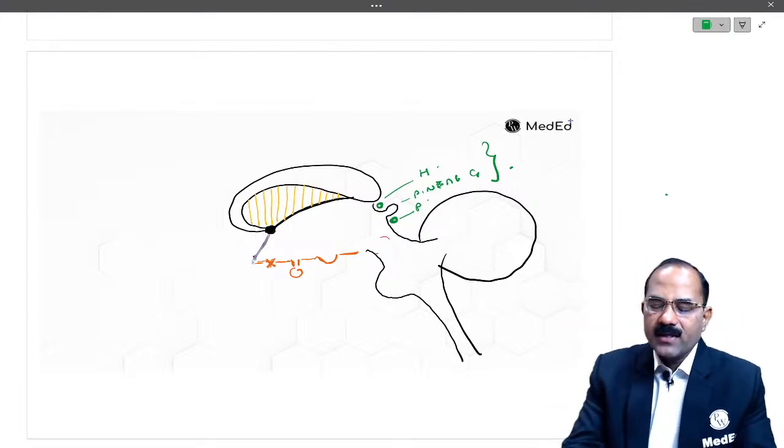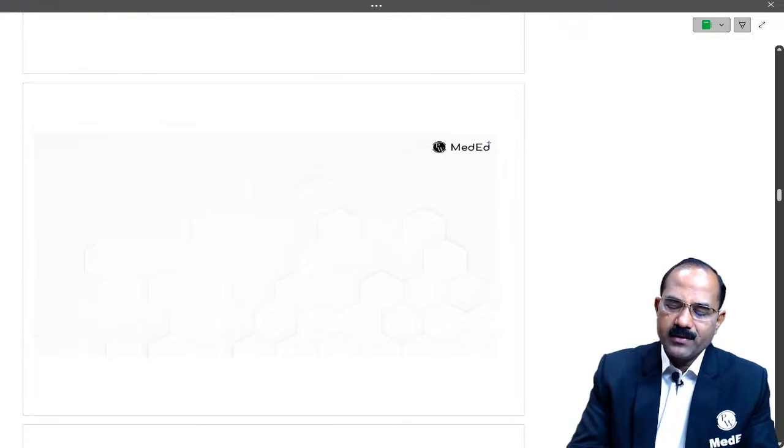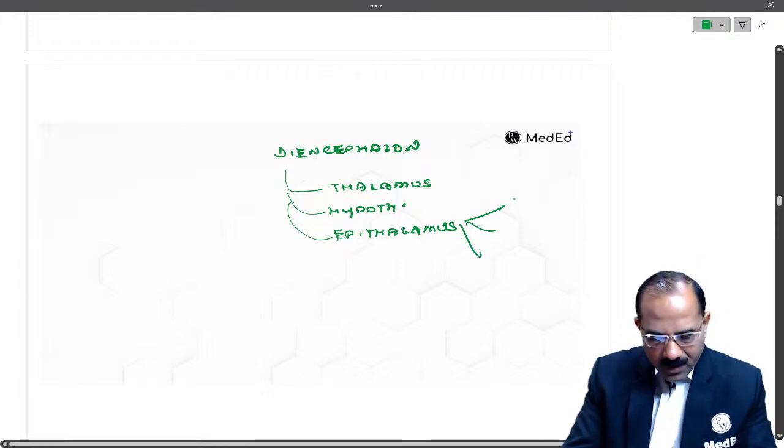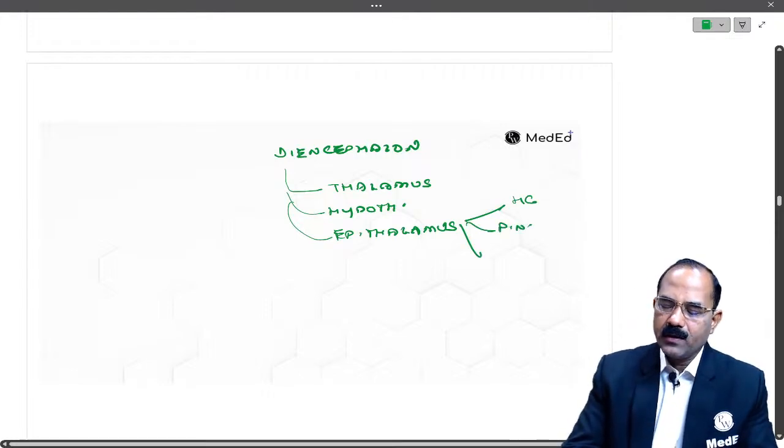Meaning the diencephalon, right, the diencephalon. One minute, I'll just tell you this, just have a look. The diencephalon is made up of how many parts? One is the thalamus, the second is the hypothalamus, the third is the epithalamus. Now the epithalamus is made up of three parts: the habenular commissure, the pineal gland, and the posterior commissure.